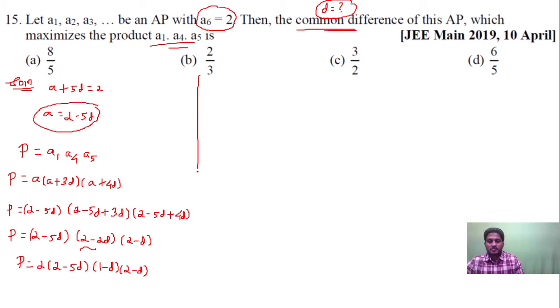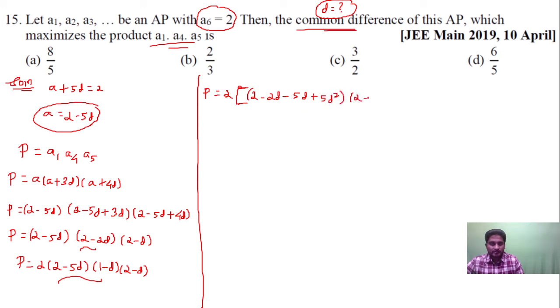Okay, let me simplify this. Now product P is equal to 2 into a bracket. If I multiply these two terms, you get 2 minus 2d minus 5d, minus and minus is plus 5d square. 5d square into, this is (2 minus 5d), (2 minus d). So 2 into a bracket, you will get this as 5d square minus 7d plus 2, into this is 2 minus d.